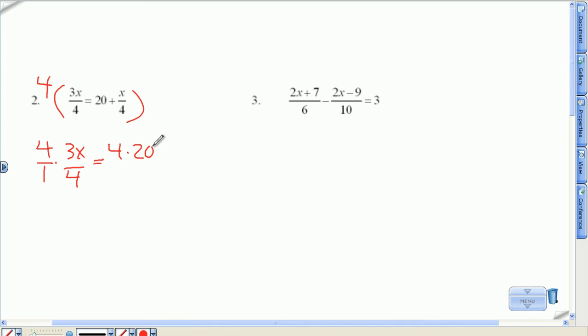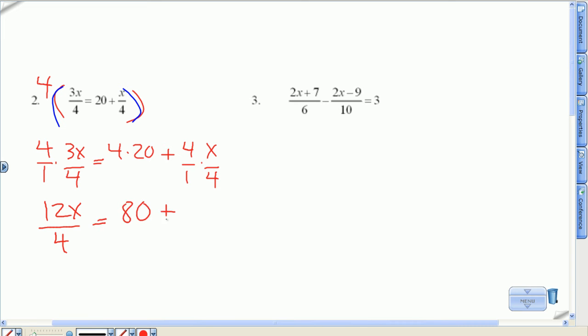It's not a fraction. Answer a couple of questions you may have, or at least the big question most students have. Do I have to multiply 4 by 20? Look at these parentheses up here. I am multiplying both sides. It's like I'm doing a distributive property, but I'm doing it to both sides of the equal sign. And since 20 is on one of those sides, it gets the same attention as the other ones.